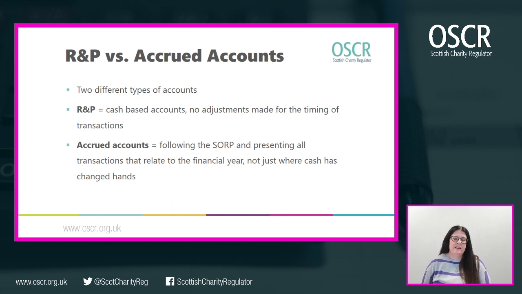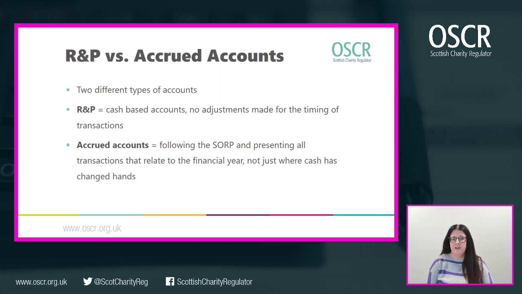Next, we're going to look at the difference between receipts and payments and accrued accounts. As I spoke about earlier, there are two different types of accounts that charities are allowed to prepare. We've been talking primarily here about receipts and payments accounts, which are cash-based accounts. We don't make any adjustments in receipts and payments accounts for the timing of any transactions. So we don't have debtors or creditors, for example, as you would see in accrued accounts.